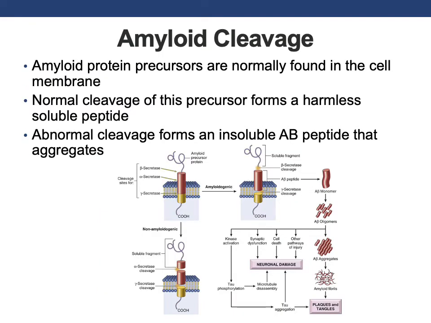The entire problem with accumulation of beta amyloid plaques begins with abnormal cleavage of amyloid protein precursor proteins normally found in the synaptic membrane of neurons. Normal cleavage of this precursor forms a harmless soluble peptide. Soluble is the key word. They just dissolve in the surrounding interstitial fluid. Abnormal cleavage forms an insoluble amyloid beta peptide that aggregates.